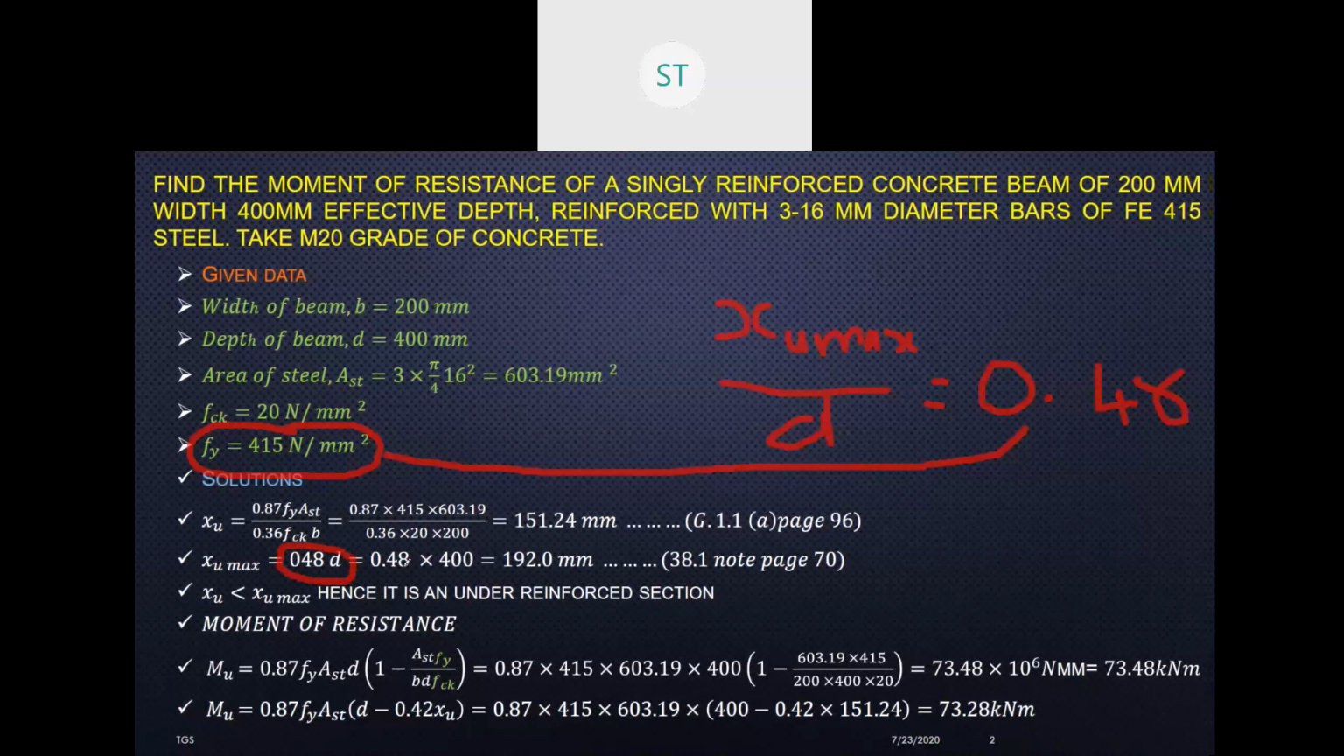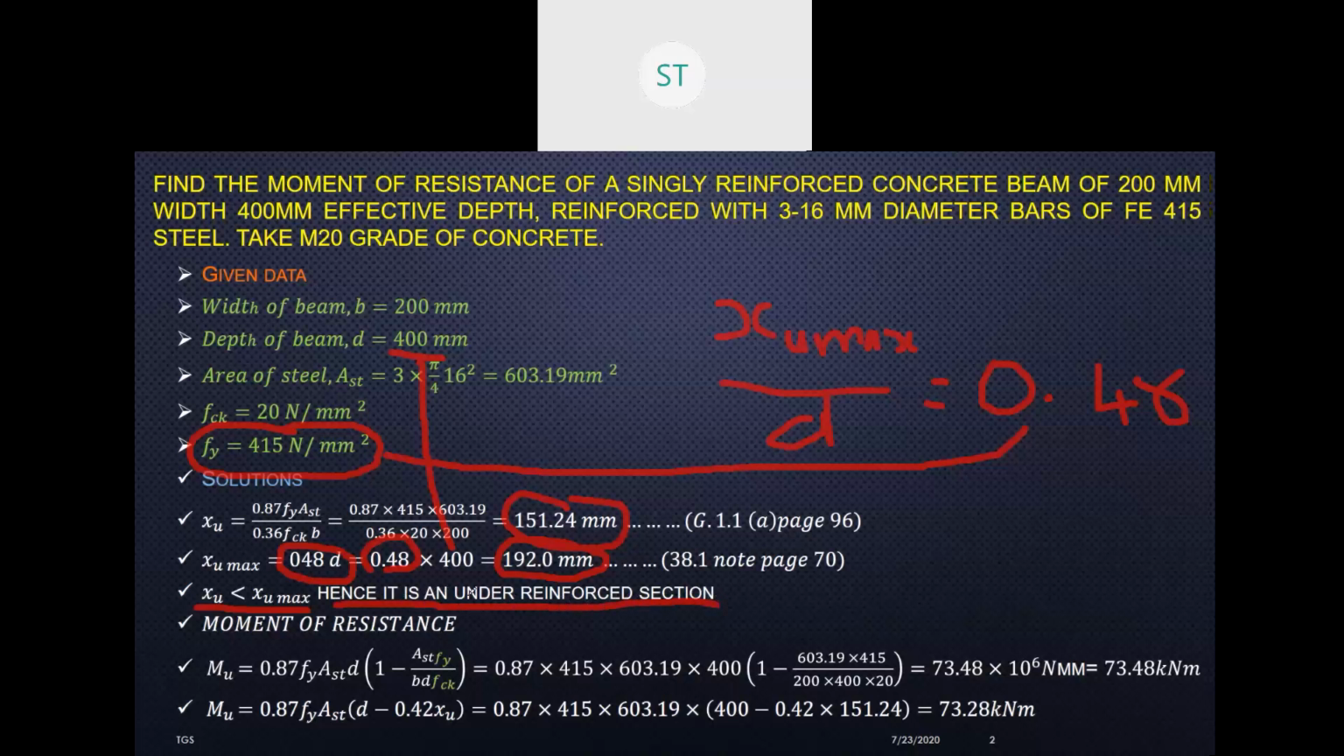Therefore 0.48 into d, where effective depth is 400. Substitute the value of 400 here, so we get 192 millimeter. Comparing these two, xu and xu max, xu is less than xu max. Hence, since xu is less than xu max, it is an under-reinforced section.